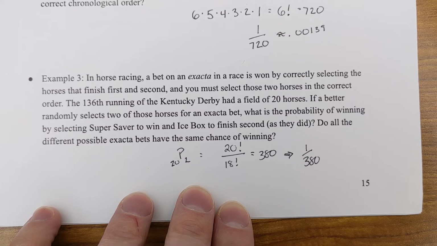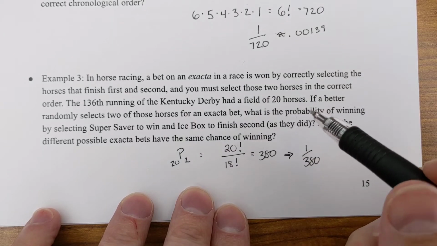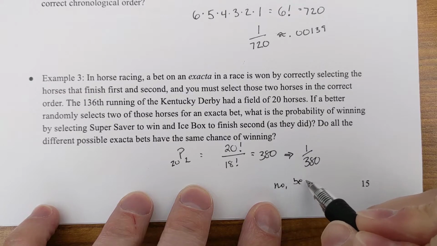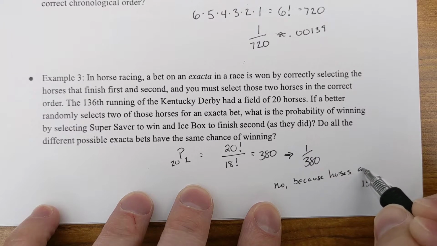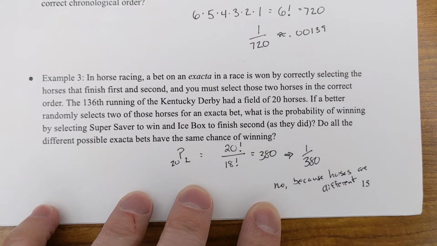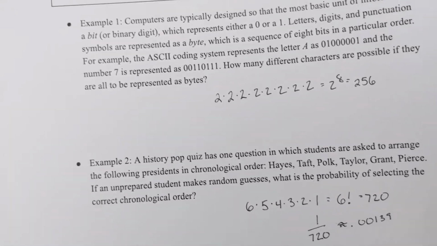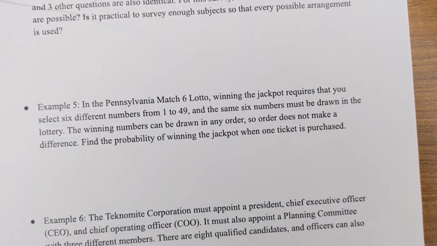So now the second part here where it says do all the different possible exacta bets have the same chance of winning, that's actually no, because horses are different. Some run faster than others, so some are more likely to win than others. So you can't necessarily say that every possible combination has the exact same odds. Otherwise, when you went to bet, they'd all be the exact same.